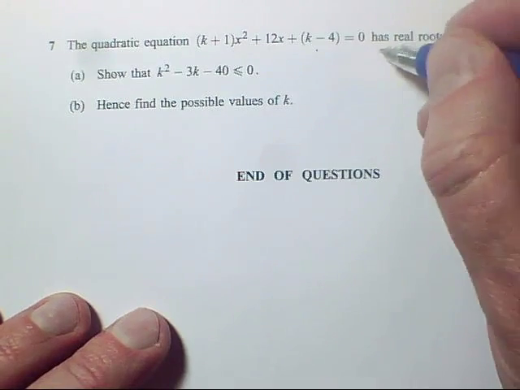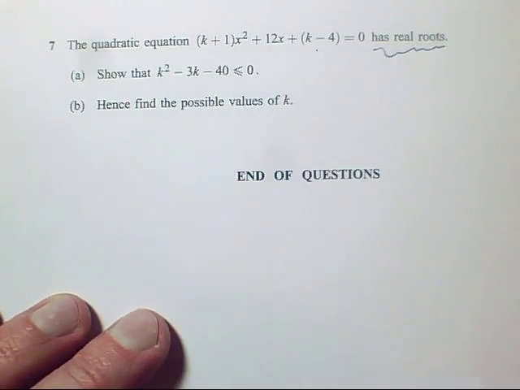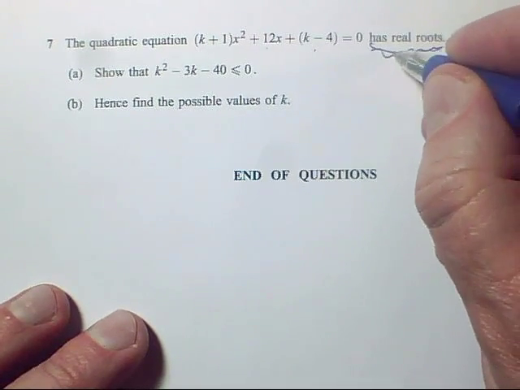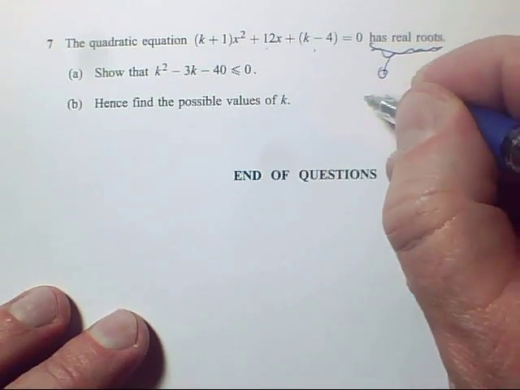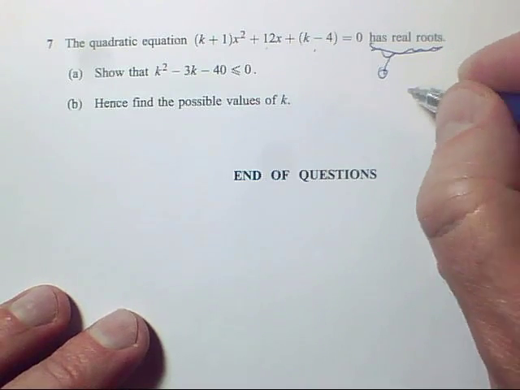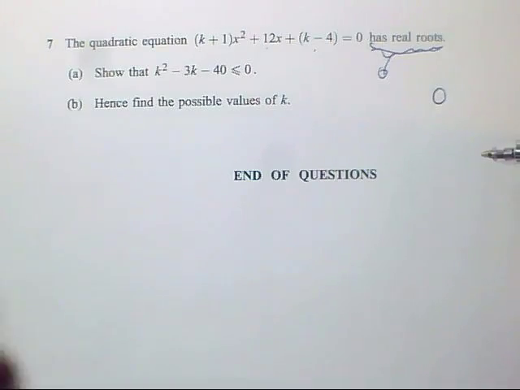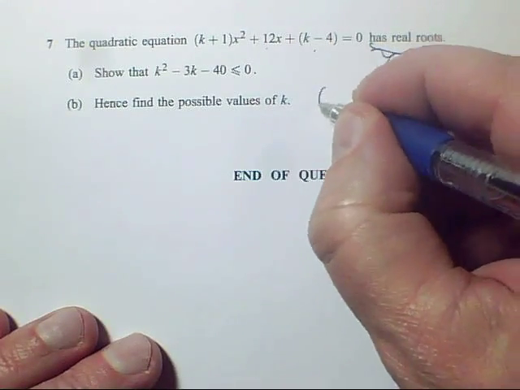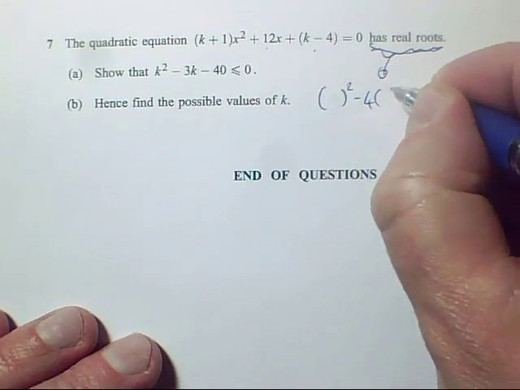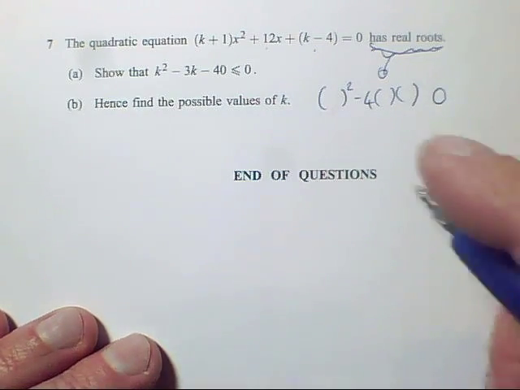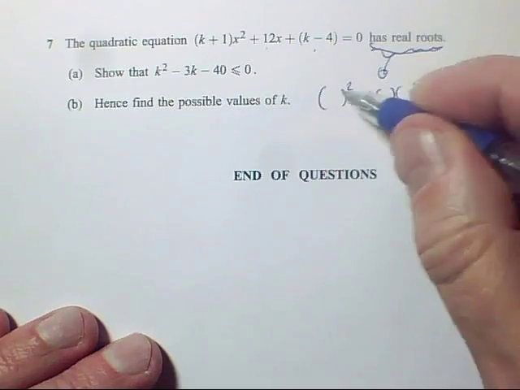Actually, let's finish reading. Has real roots. So has real roots is a trigger phrase. It means that something squared minus something is got to be something in relation to naught. So the possible values of your something squared minus 4 something something. I've got 3 possible cases depending on where this stands in relation to naught.